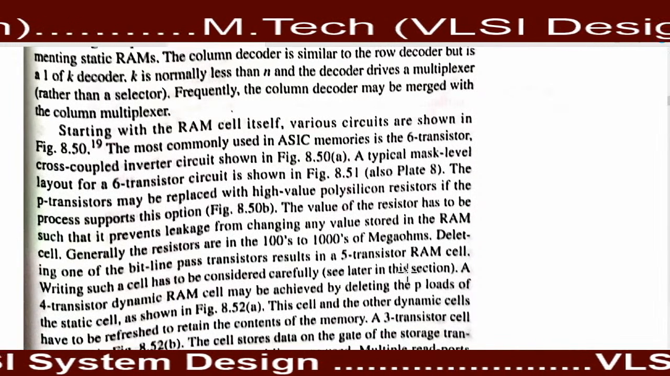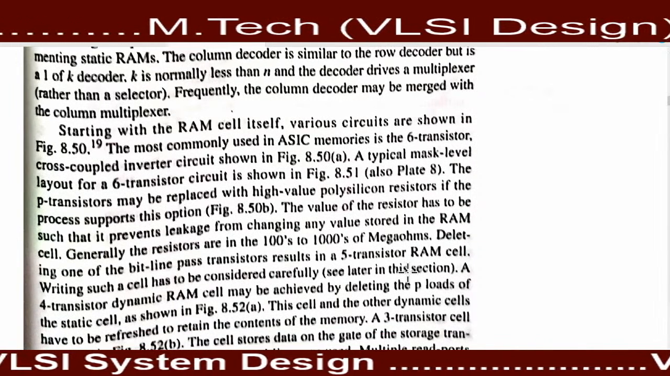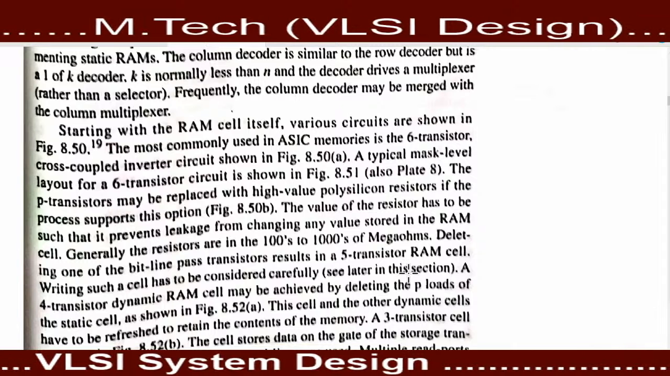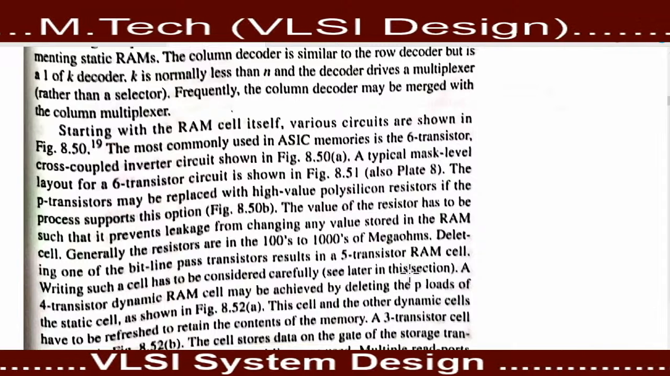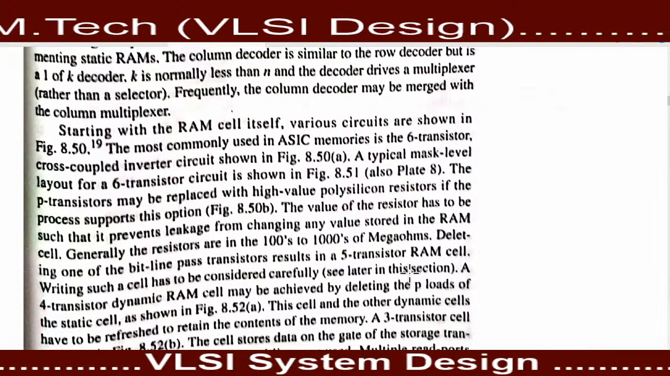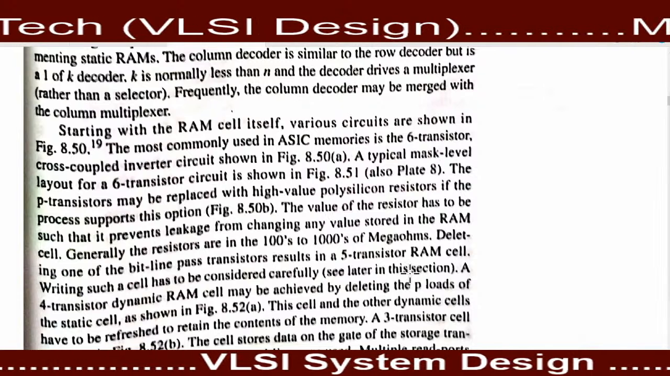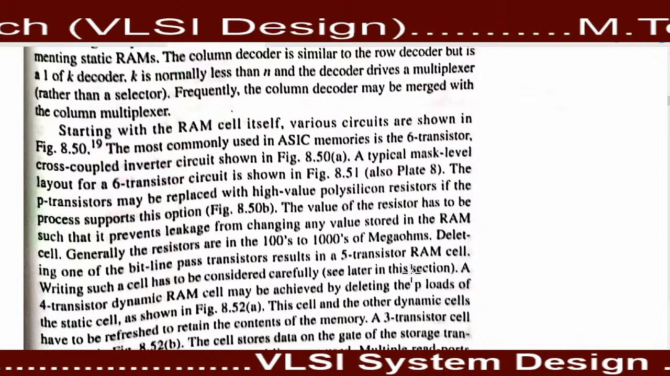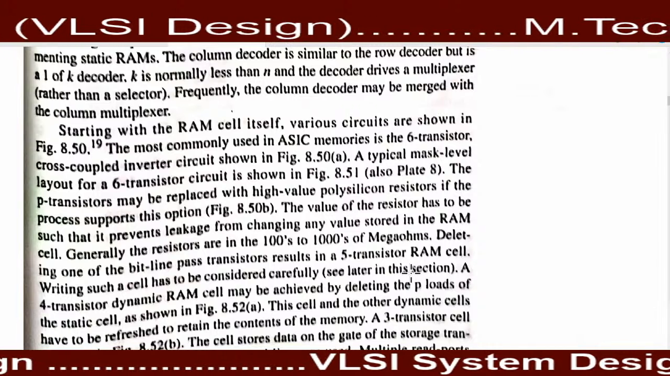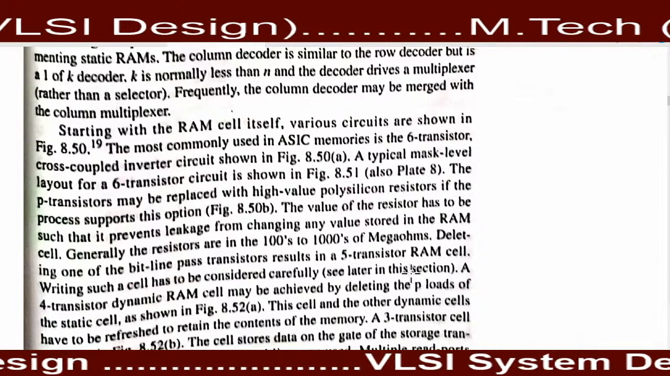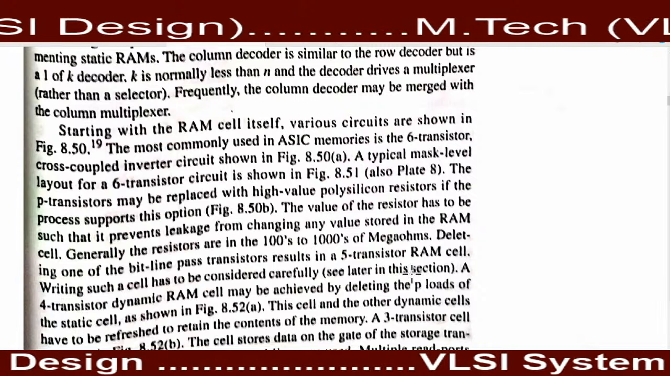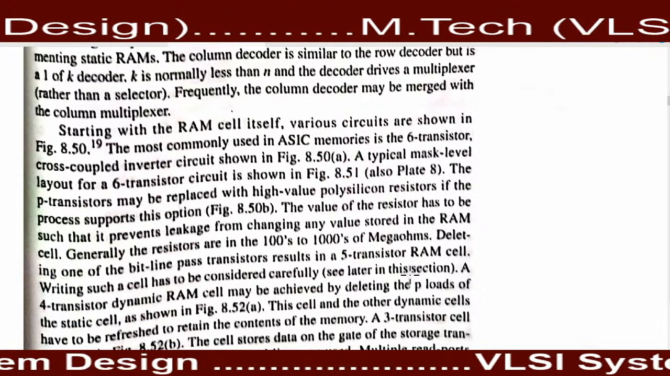Any type of RAM cell. Suppose I'm considering the SRAM. In SRAM, we do not use a capacitor, but in DRAM, we only use the combination of transistor and capacitor for implementation of the memory.